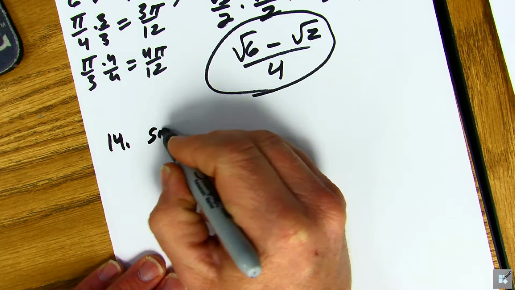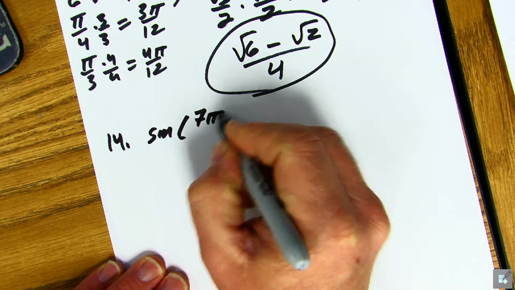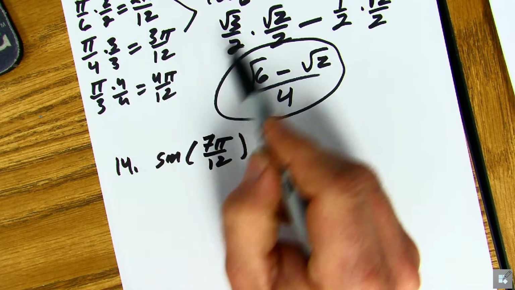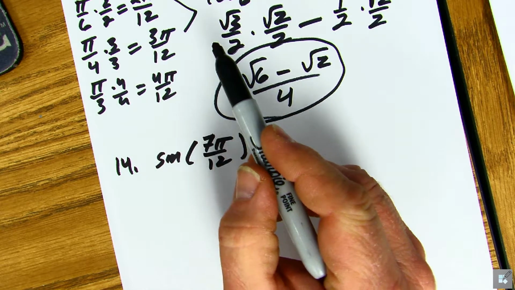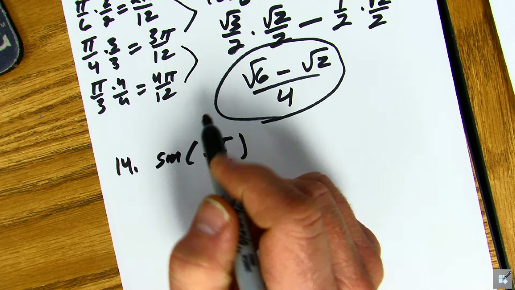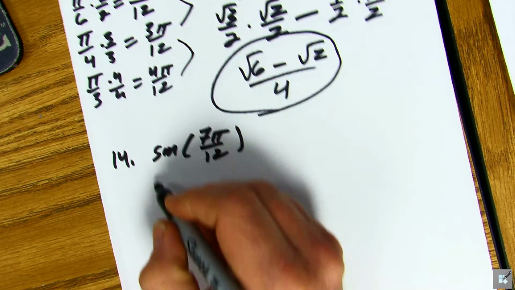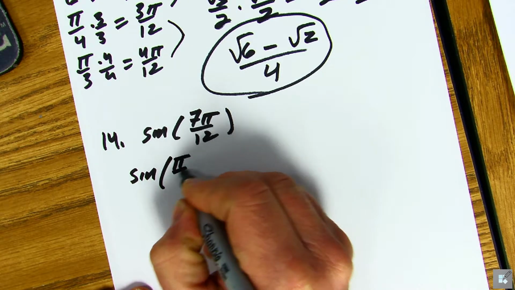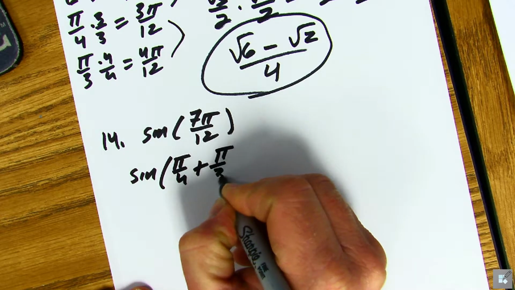14 says the sine of 7 pi over 12. Again, looking up here, which of these add up to be 7 pi over 12? Well, it happens to be pi over 4 and pi over 3. So I'm going to rewrite this as the sine of pi over 4 plus pi over 3.